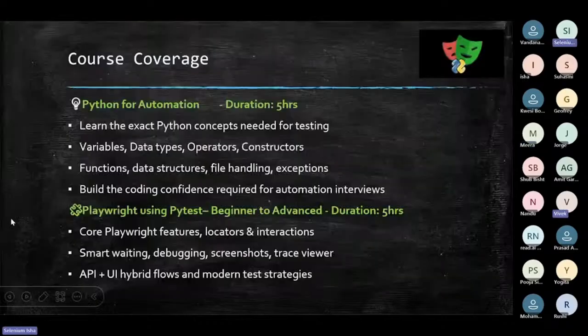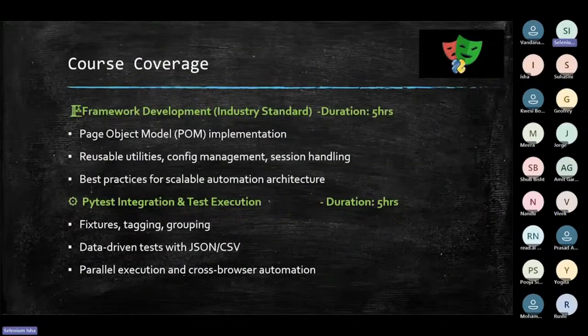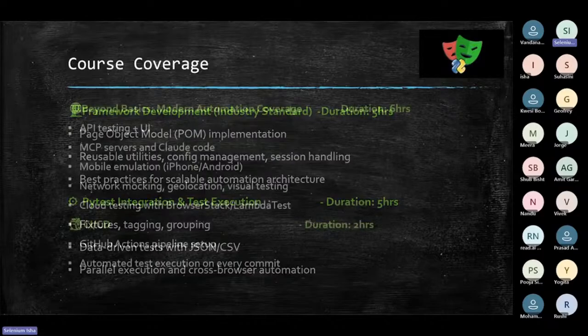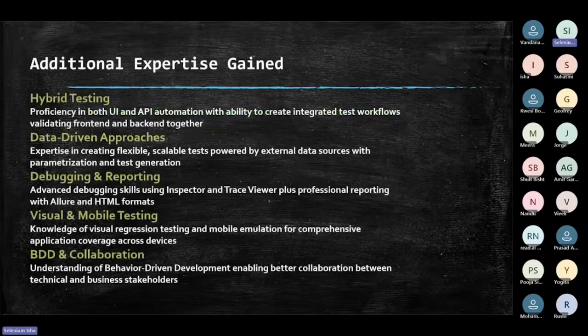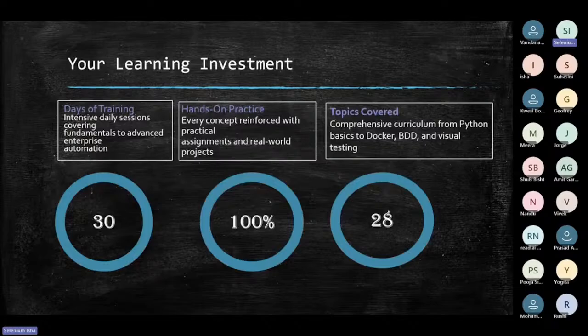What is the duration of the course? The planned duration is 30 hours for the entire course, I mean 30 days. It can increase by 2 to 3 days. So with close to 30 to 33 hours, we will be able to wrap up the entire Playwright with Python. The total topics covered is 28.